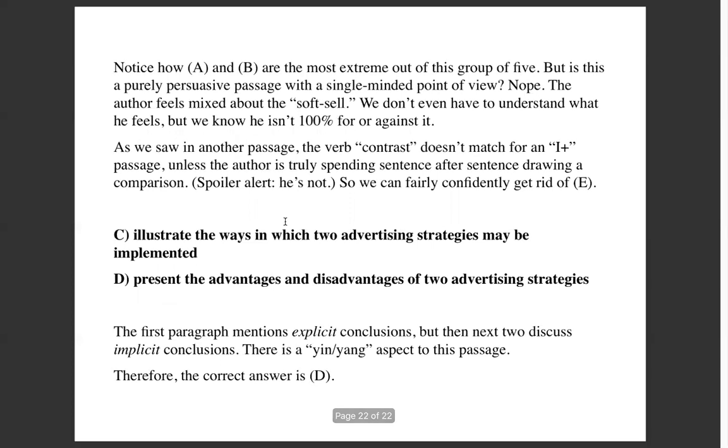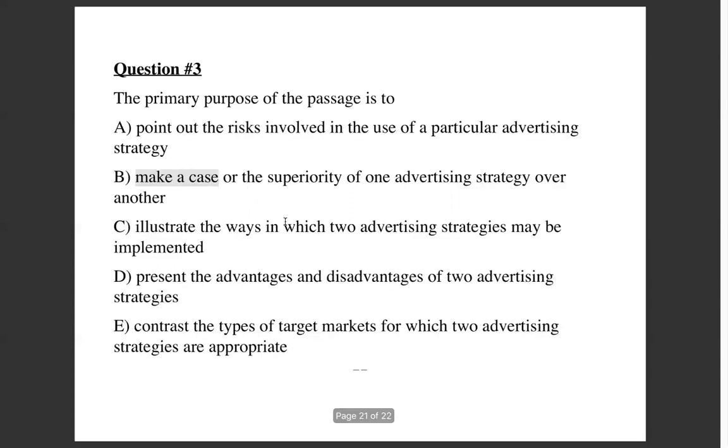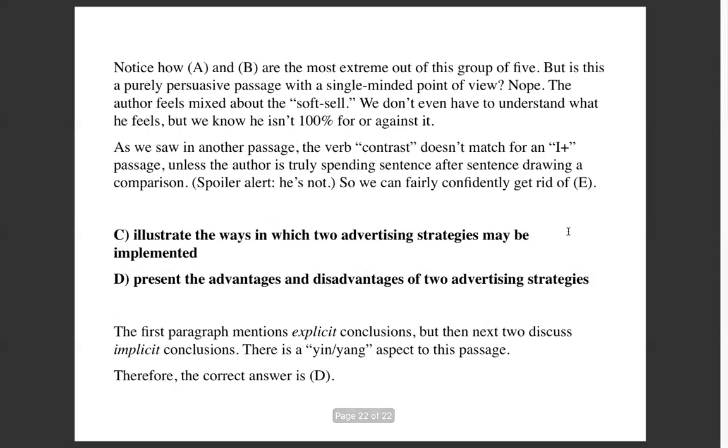E as well, contrast the types of markets for which two advertising strategies are appropriate. We're not contrasting the markets, we're contrasting the actual strategies themselves. So contrast was a pretty good verb, but E is really off topic. So that leaves us to our final two, C and D.